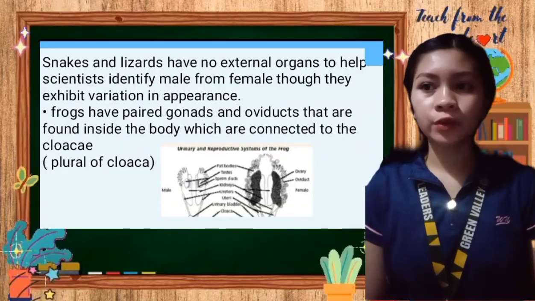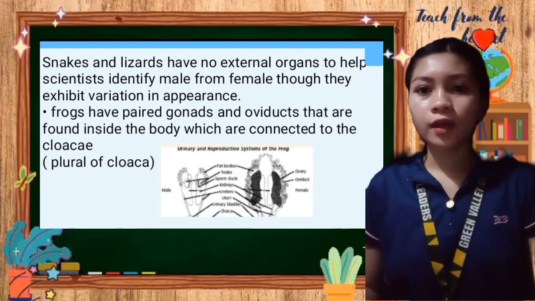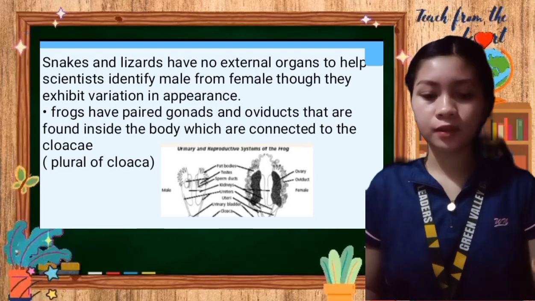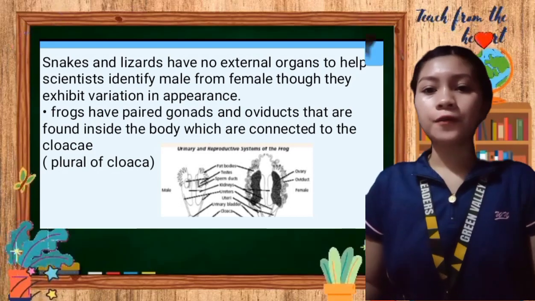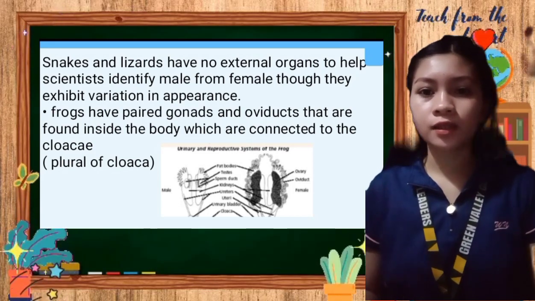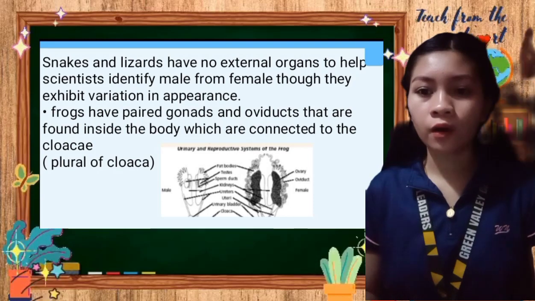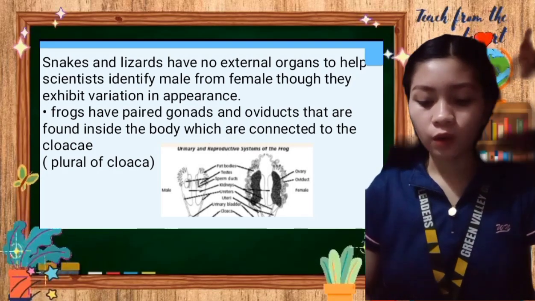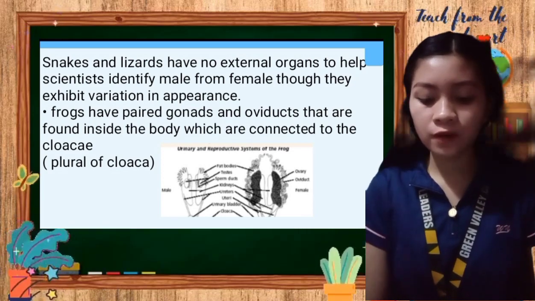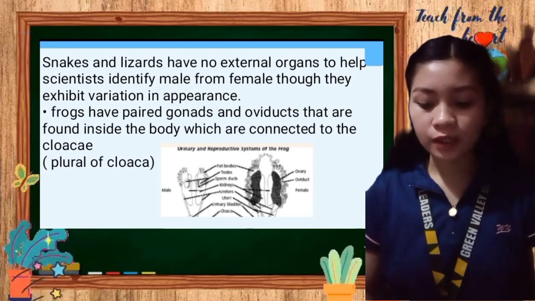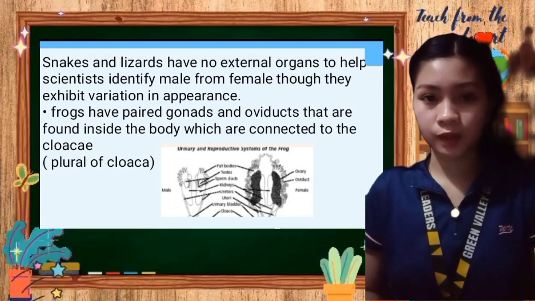Snakes and lizards have no external organs to help scientists identify male from female, though they exhibit variation in appearance. So the snakes and lizards have no external organs. Frogs have paired gonads and oviducts that are found inside the body, which are connected to the cloacae, plural of cloaca. Paired gonads means the primary reproductive organs are the testes in the male and the ovaries in the female. Oviducts are paired tubes extending from each ovary to the top of the uterus.